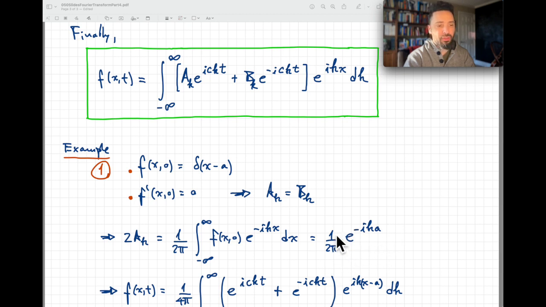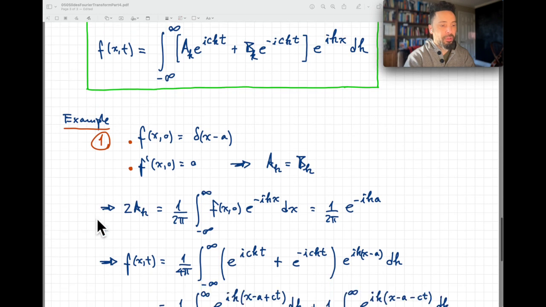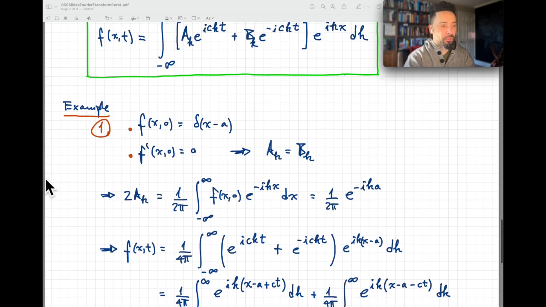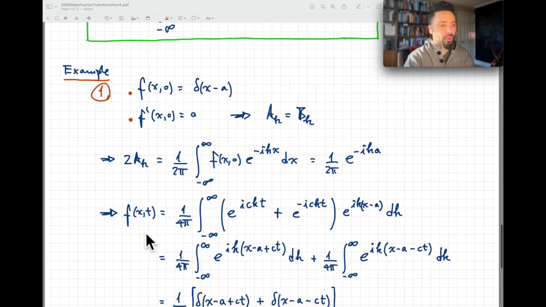It's again like in the diffusion example, but now we have these constants 2 a sub k that we're determining, and ak and bk are equal, and so we're ready to go with writing our full solution here as an integral. And so we go ahead and we're going to do that integral. So putting our solution in here into that integral, we get that f of x,t is 1 over 4 pi.